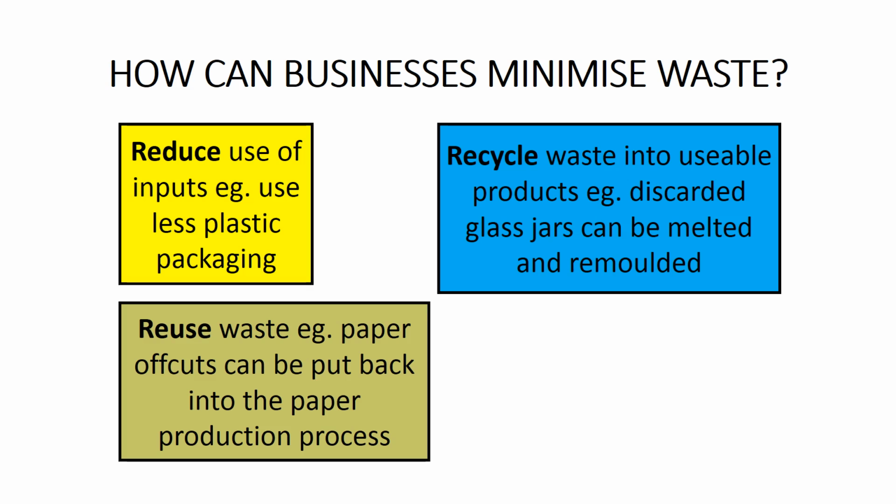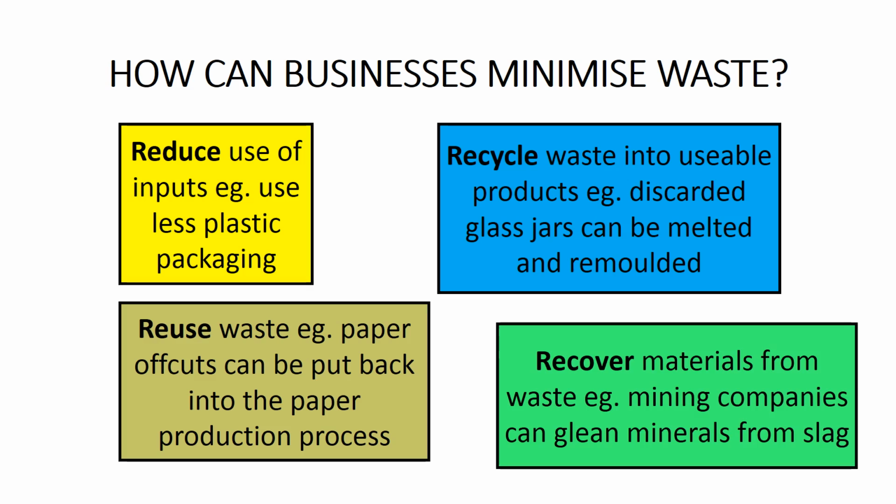And another way in which businesses can minimise waste is by recovering materials from waste. For example, when a gold mining company digs gold out of the ground, it digs up a whole lot of overburden, that is soil and rock, and it simply discards those as slag. However, some of that overburden is likely to contain gold, and so if the gold mining company goes back and reprocesses that slag, then it's able to recover from that slag additional gold.